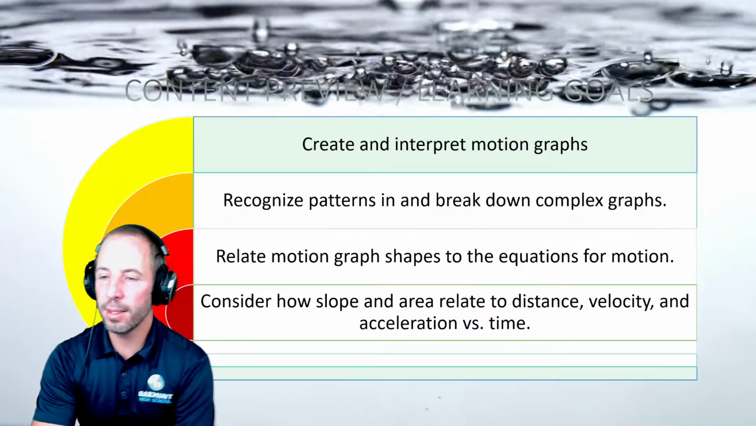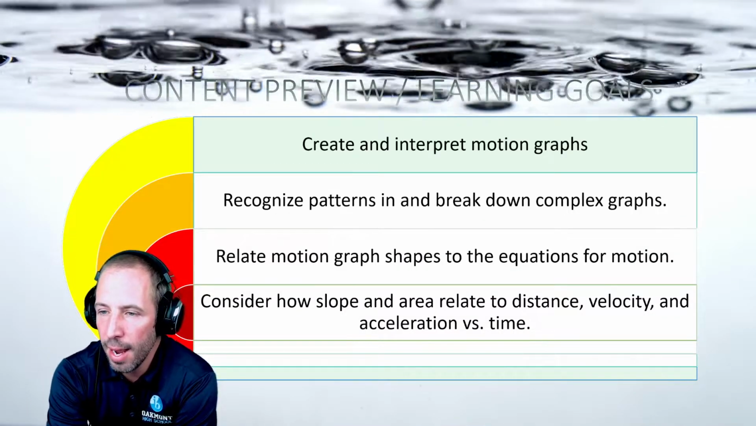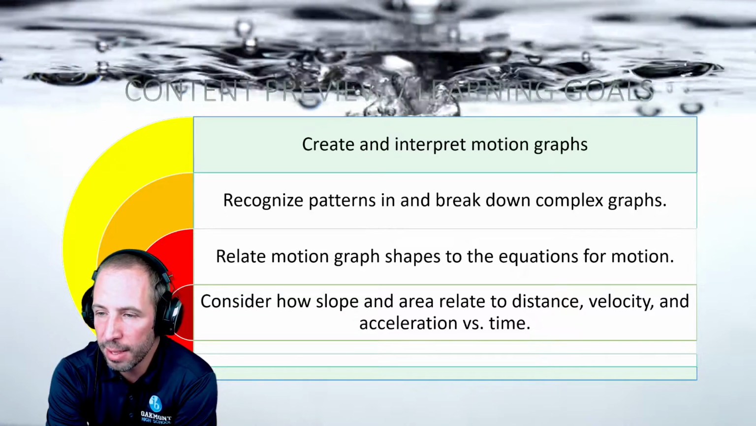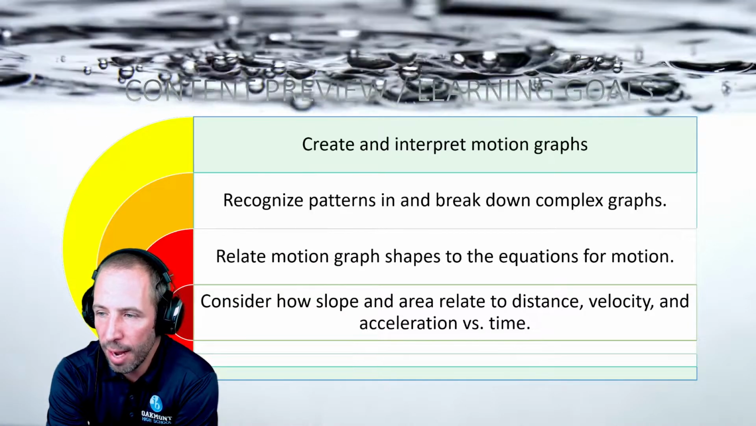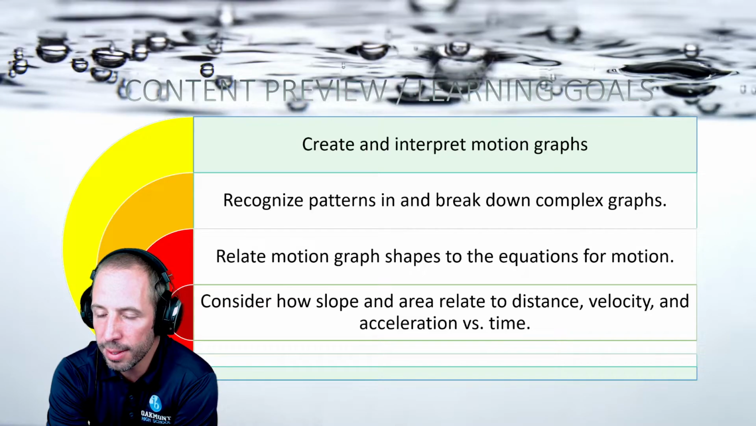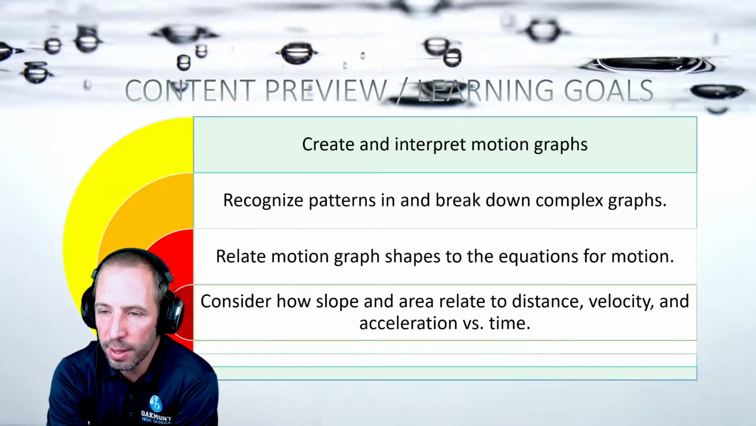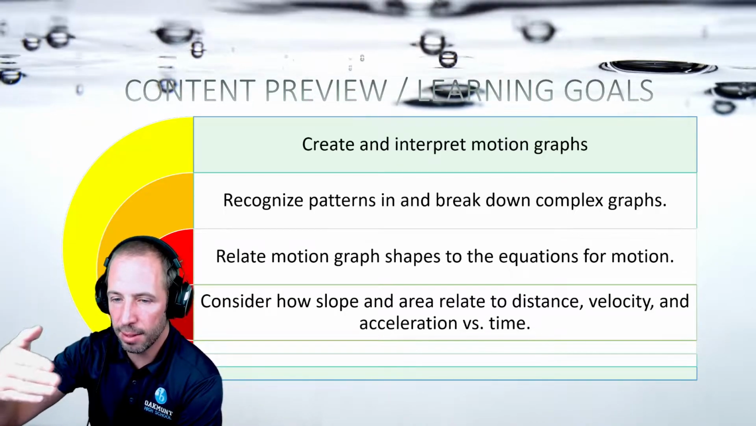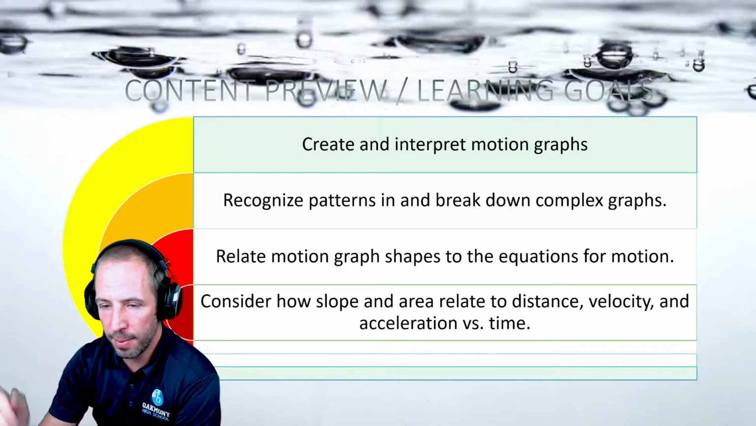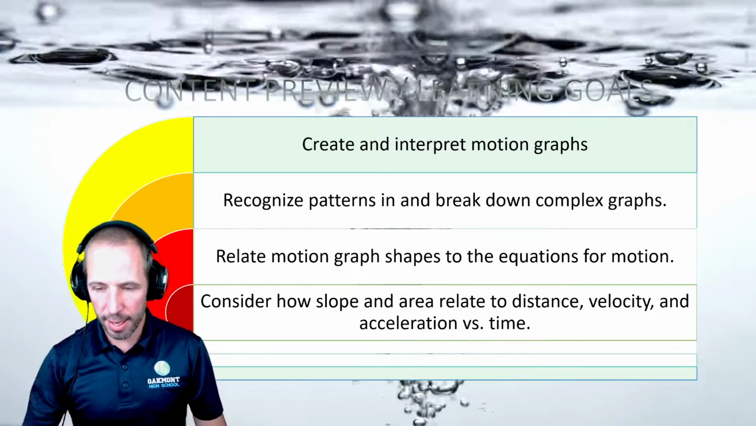I'm hoping you recognize that there are some patterns to this, and that if you have a multi-step graph, you can break it down into chunks. That these graphs do relate to the equations we're going to be using next, and that problem solving with slope and area can help you get the relationships between distance, velocity, and acceleration all over time. Make sure you stack your graphs vertically like that.